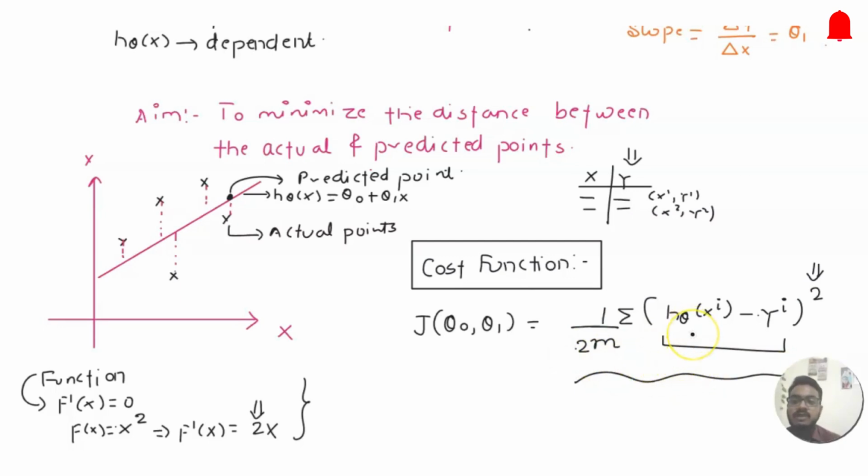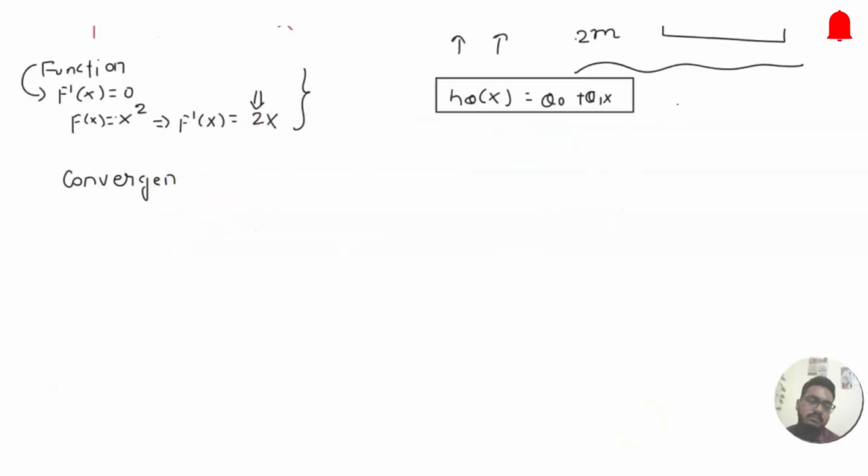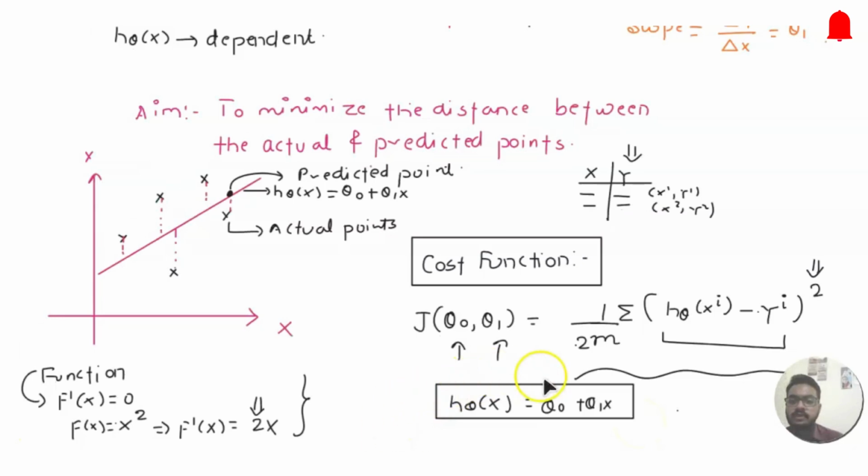And this is the definition of the cost function, which we need to minimize. So for what values of theta naught and theta 1 we get the minimum distance, the corresponding line with these values of theta naught and theta 1 will be our best fit line. That is our aim. We will continue in the next part of the video on how to find the best fit line. Hope you understood the concept here.